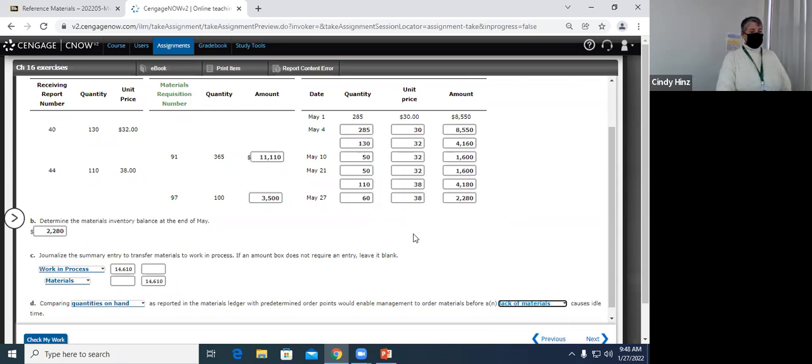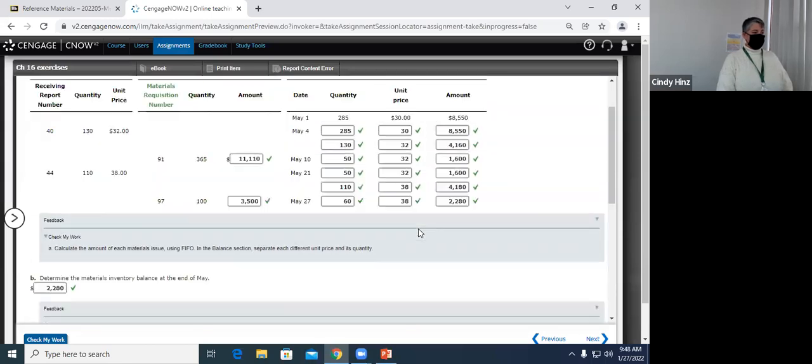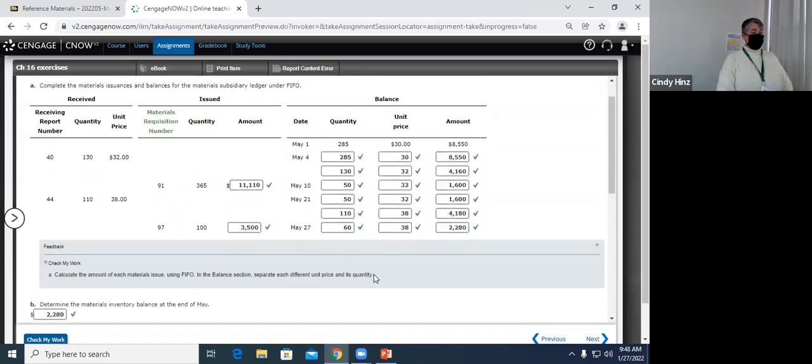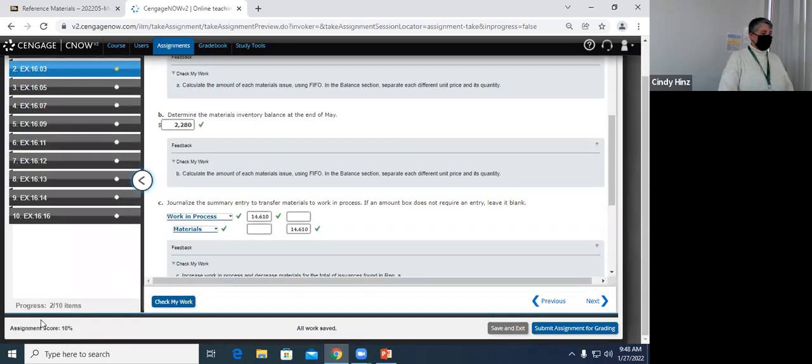Any questions from this exercise? Covered lots of different things in there. As always, when you finish an exercise, I would suggest that before you move on, you click on the check my work button to make sure that you have filled in everything. You can check your score down at the bottom left-hand corner to make sure that you got the full 10% for that exercise. If there aren't any questions, we'll keep going.